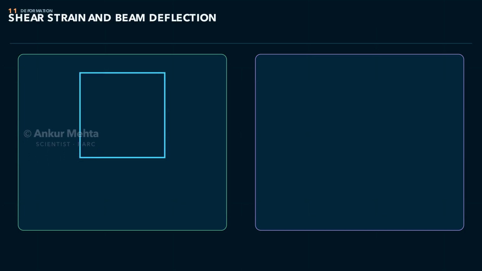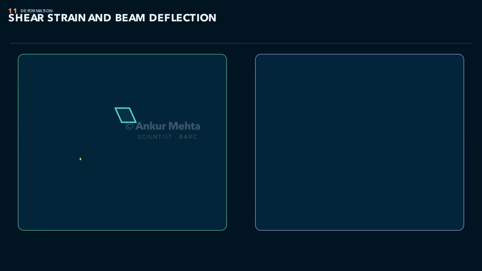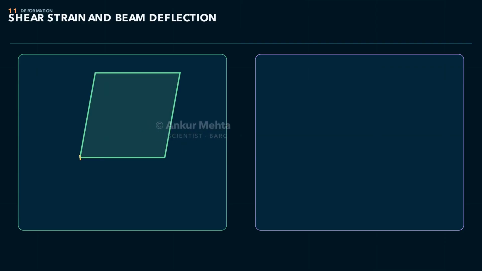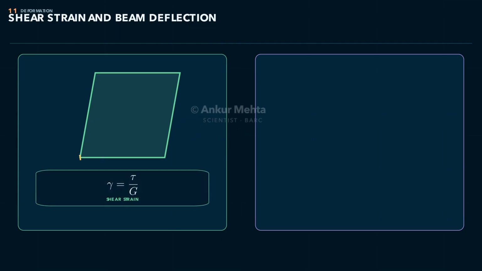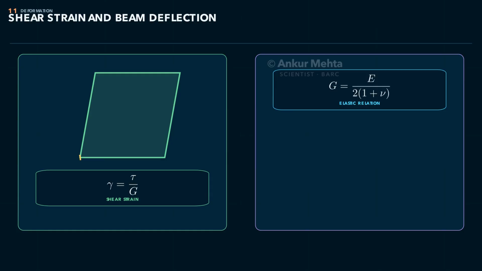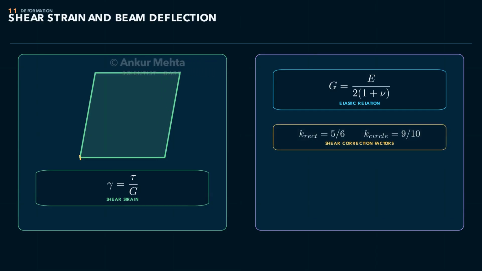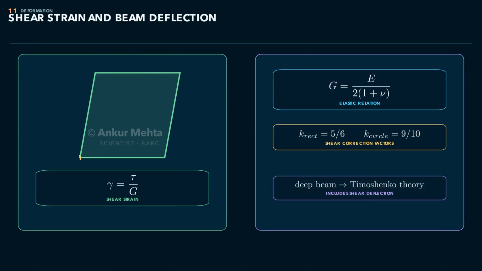Stress also creates shear strain. In linear elasticity, gamma equals tau over G, where G equals E over 2 times (1 plus Poisson's ratio). Classical Euler-Bernoulli beam theory neglects shear deformation and works well for slender beams. Short or deep beams can deflect noticeably because of shear, so Timoshenko beam theory includes it. A shear correction factor converts the non-uniform stress field into an energetically equivalent uniform model. Common values are 5/6 for a rectangle and 9/10 for a solid circle.